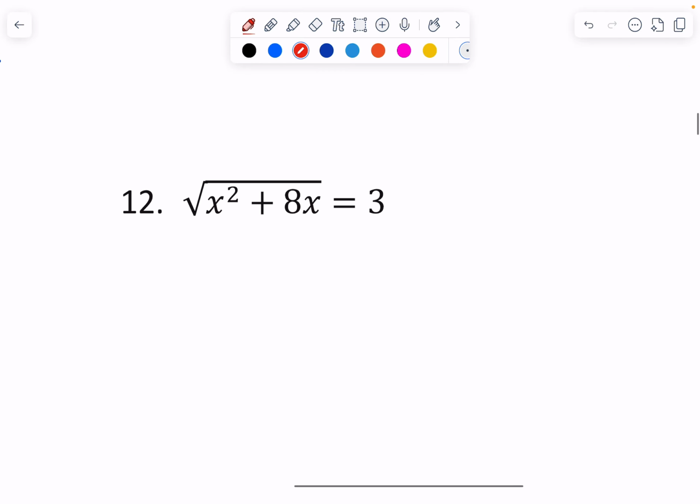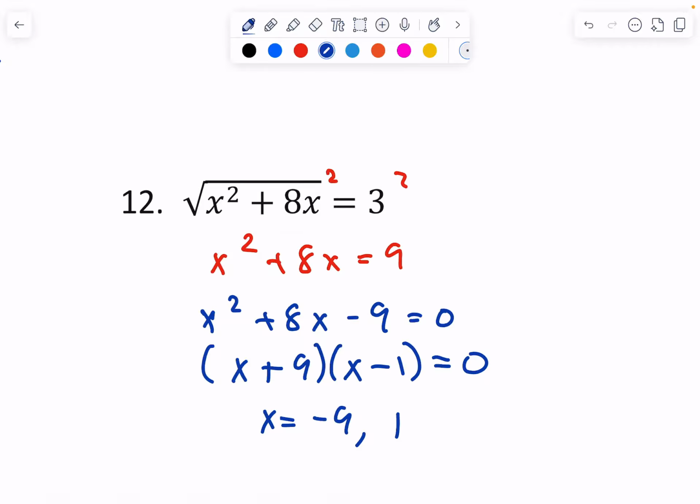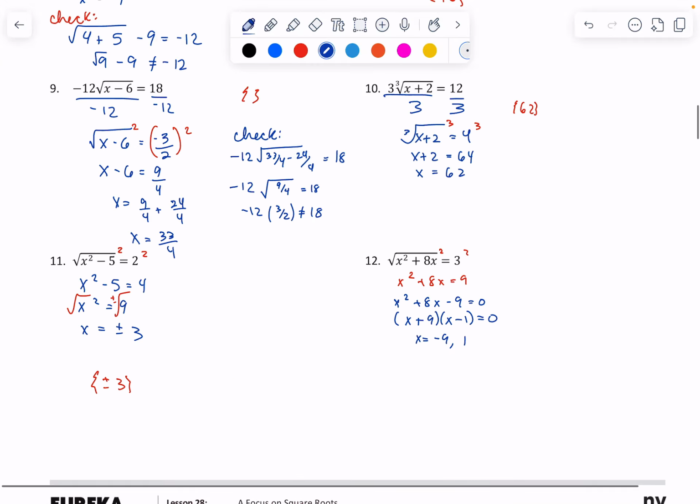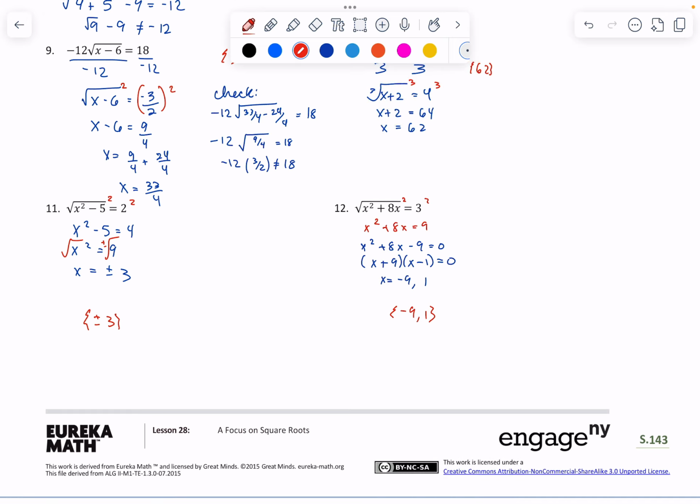Moving on to 12, you square both sides. This is quadratic, so move everything to one side and factor. Two numbers that multiply to -9 but add to 8 are +9 and -1. Set both equal to 0, and you get x equals -9 and 1, both of which work out and are solutions to the equation. All right, moving on.